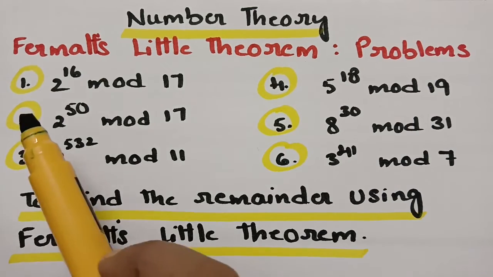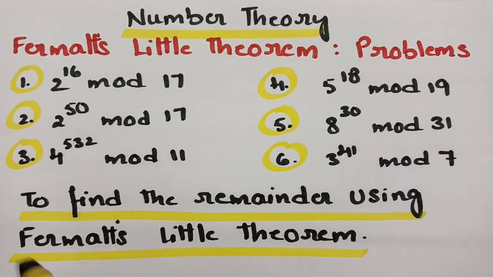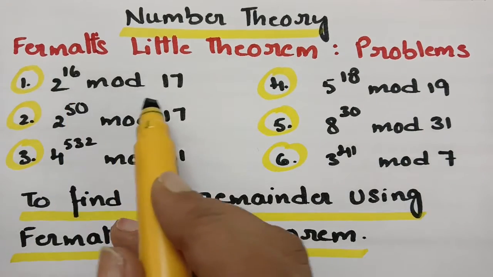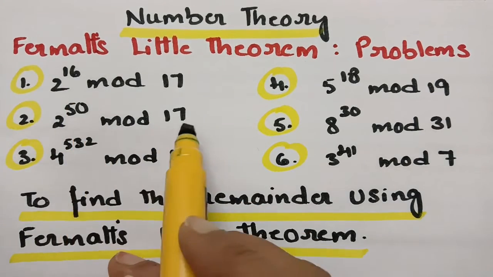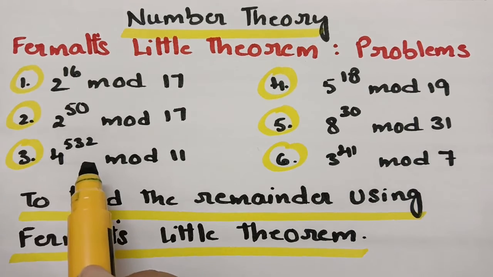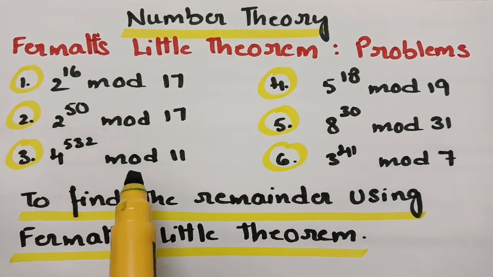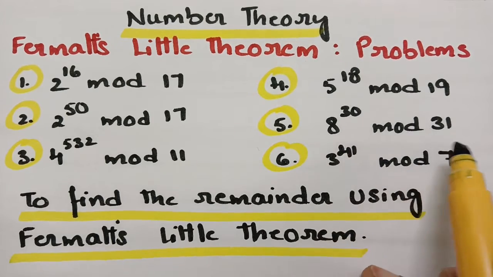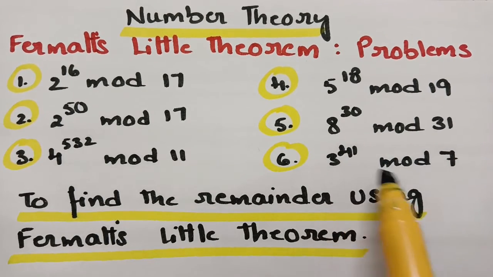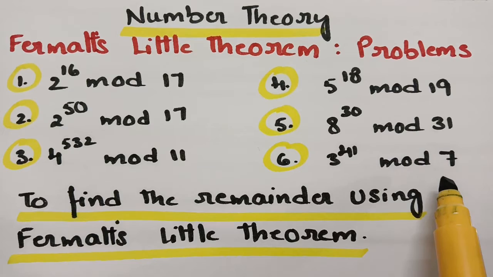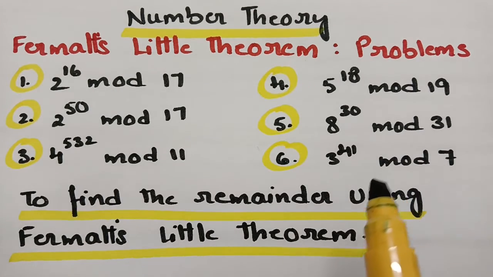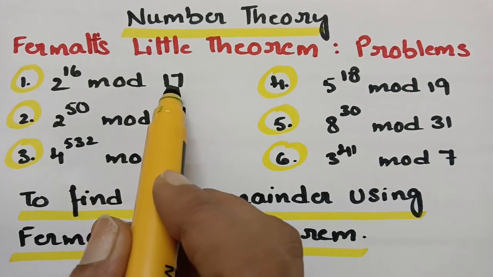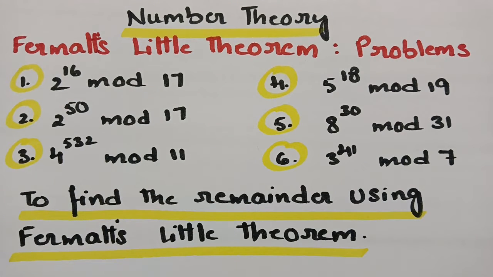According to Fermat's little theorem, the problems here require us to find the remainder. The questions are: 2 power 16 modulo 17, 2 power 50 modulo 17, 4 power 532 modulo 11, 5 power 18 modulo 19, 8 power 30 modulo 31, and 3 power 41 modulo 7. Fermat's theorem is very useful to find the remainder, as these numbers are so big. When it is divided by 17, we have to find the remainder.